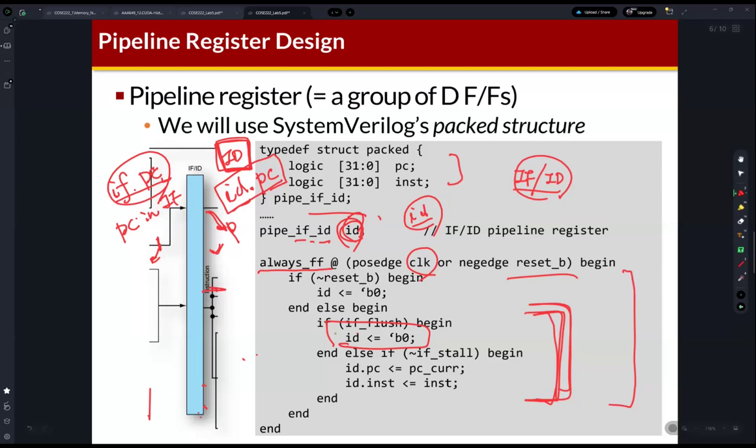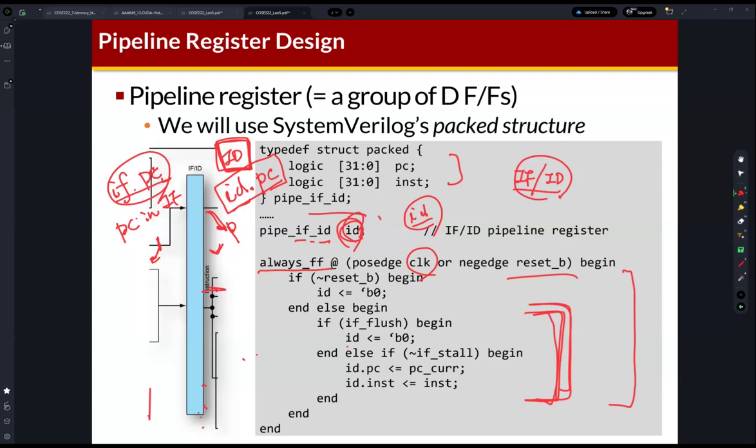Okay, and then sometimes the pipeline stages need to be stalled. Which case? Data hazard, right? So load use hazard. If the load use hazard is detected, then the instructions need to be stalled in the instruction fetch and ID stage, right? So you can find that if stalled, then the signals are not propagated.